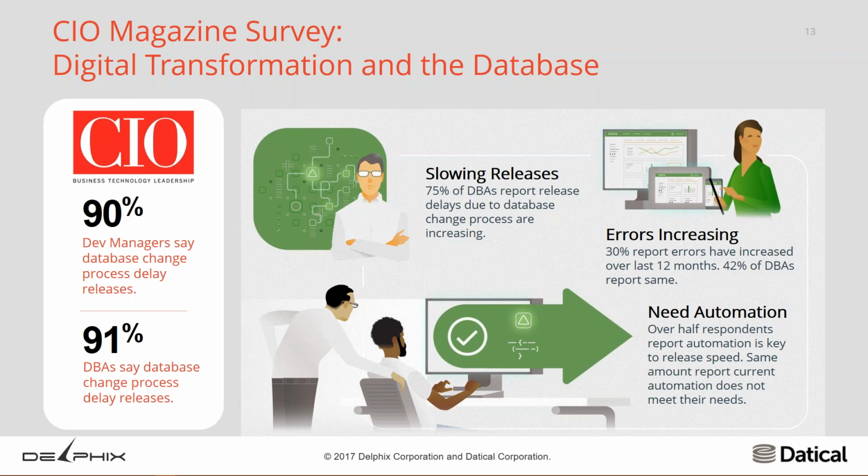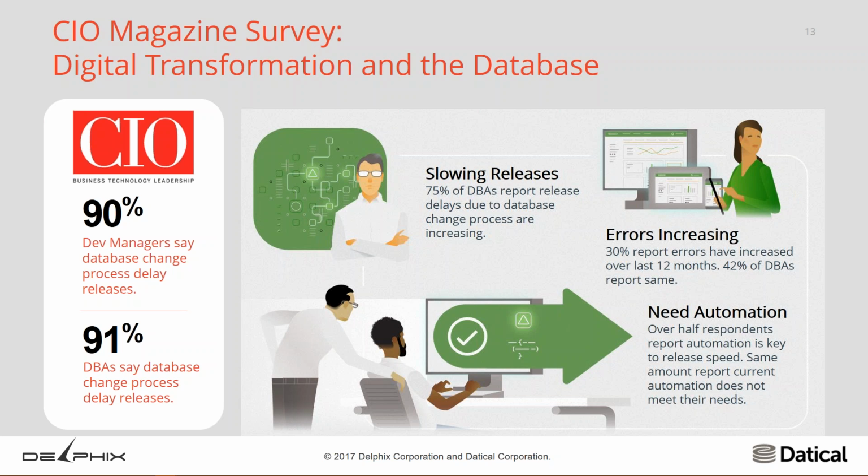No, they didn't. One gets paid to change, and the other gets paid for stability, and change is the enemy of stability. And that causes a lot of friction. They said it was slowing releases. 75% of DBAs reported that.